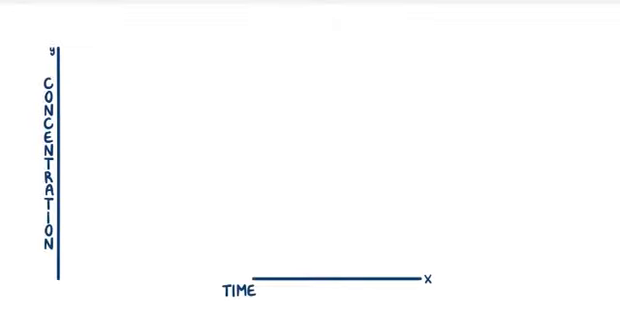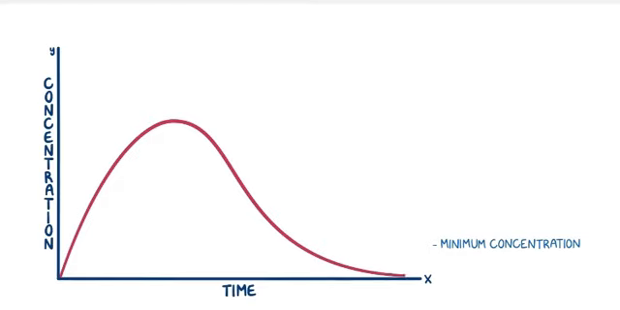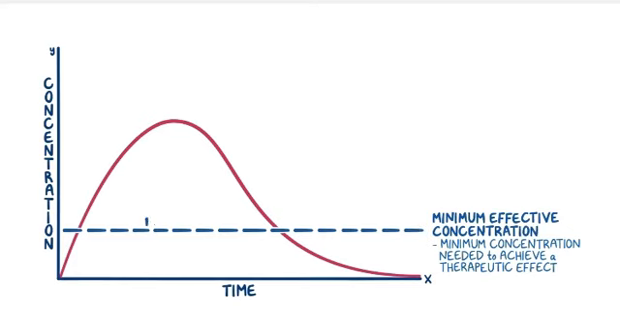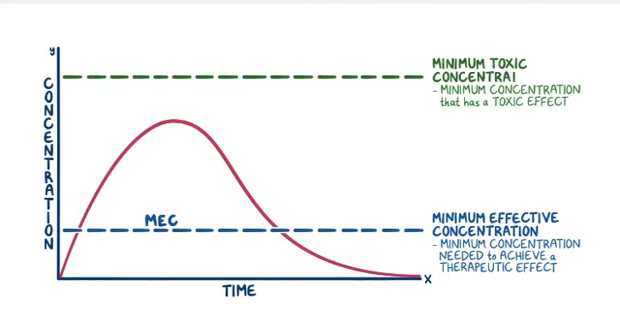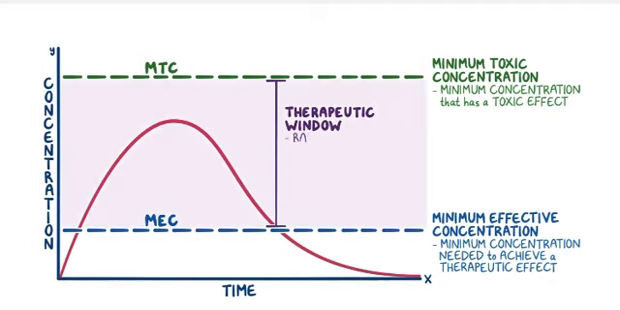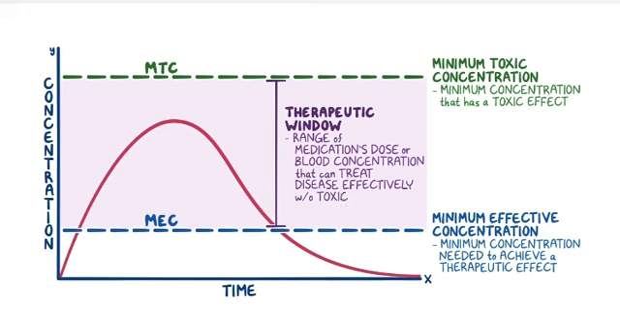Let's go ahead and create a new graph, this time with medicine concentration on the y-axis and time on the x-axis. Now, the minimum concentration of a medication needed to achieve a therapeutic effect is known as the minimum effective concentration, or MEC for short. On the flip side, the minimum concentration of a medication that has a toxic effect is defined as the minimum toxic concentration, or MTC for short. The range between the minimum effective concentration and the minimum toxic concentration of a medication is equal to its therapeutic window, and describes the range of a medication's dose or blood concentration that can treat a disease effectively without having toxic effects.